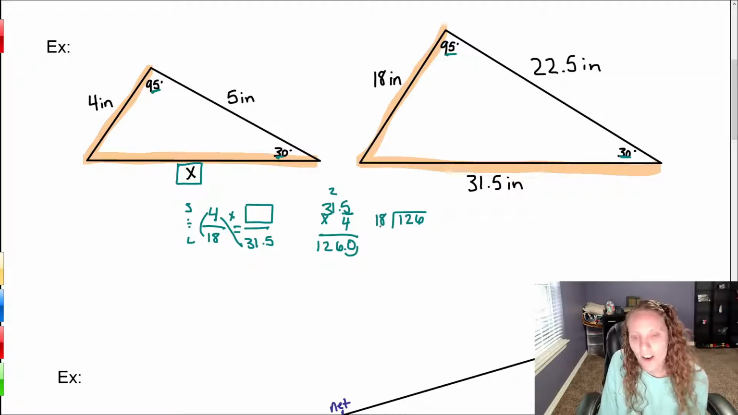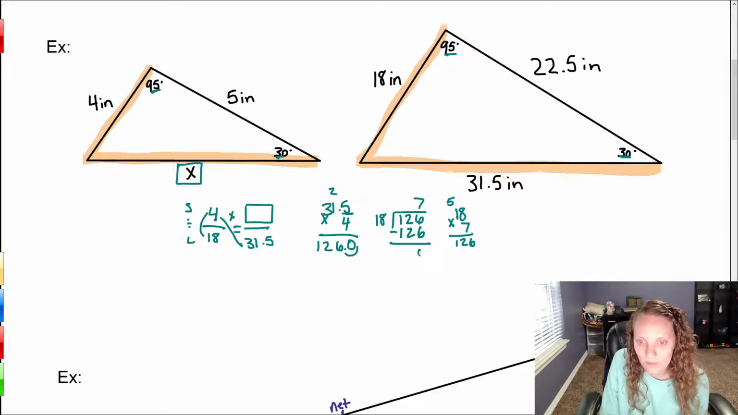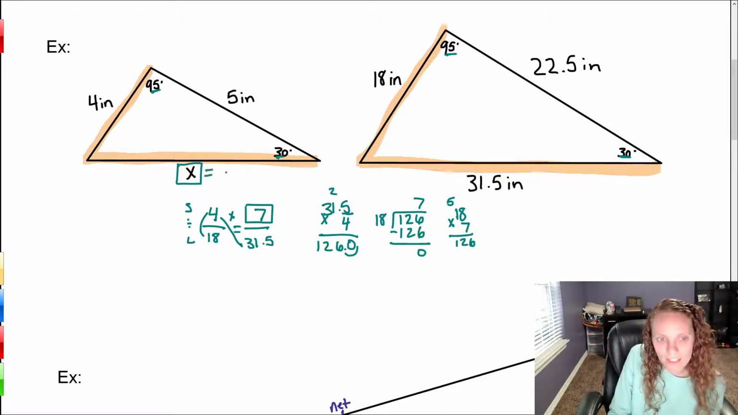So we're trying to figure out how many times does 18 go into 126. We start guessing and checking. Let's try 18 times 7. 7 times 8 is 56. 7, 8, 9, 10, 11, 12. It ended up being 7 times. So the missing side length x is equal to 7 inches.